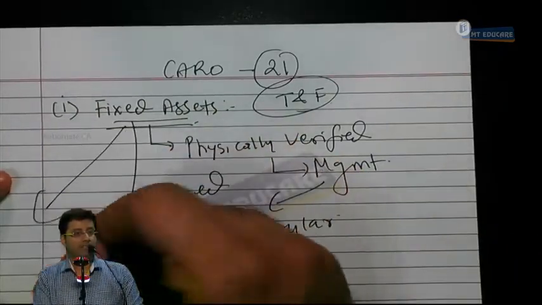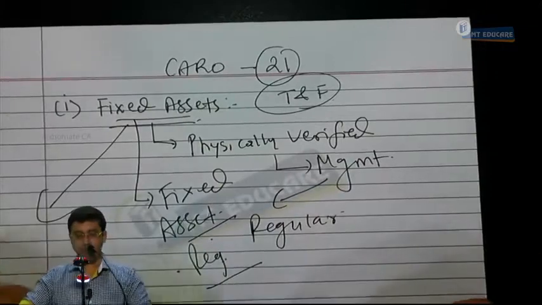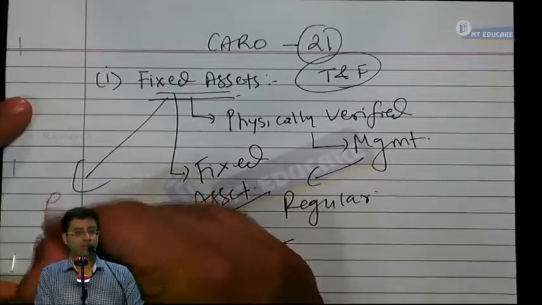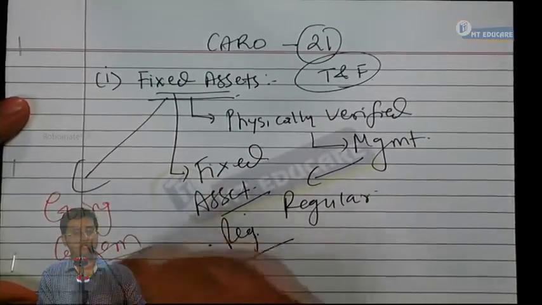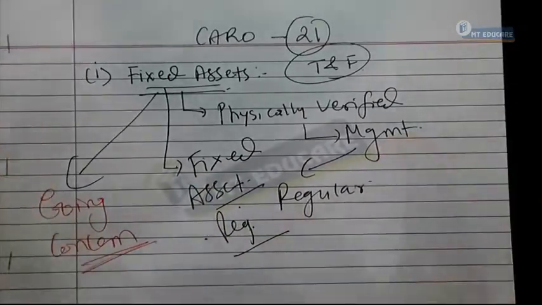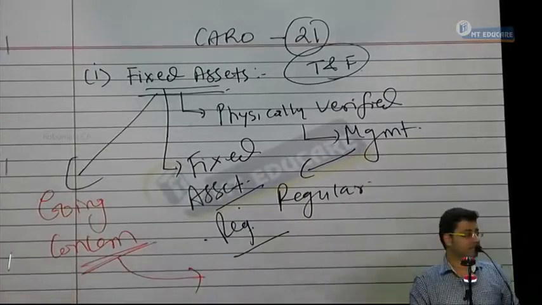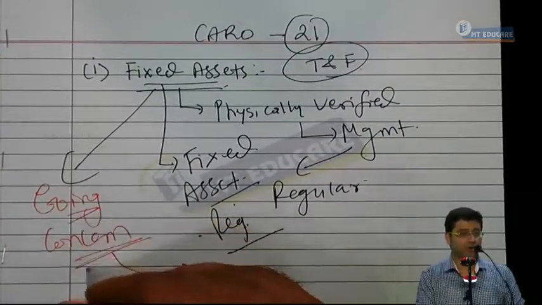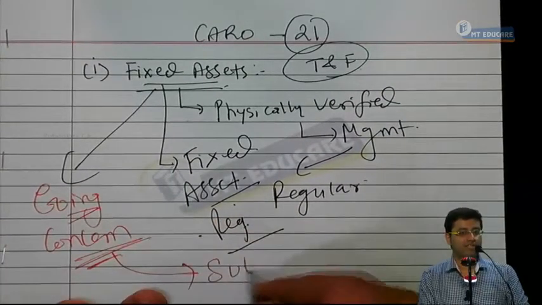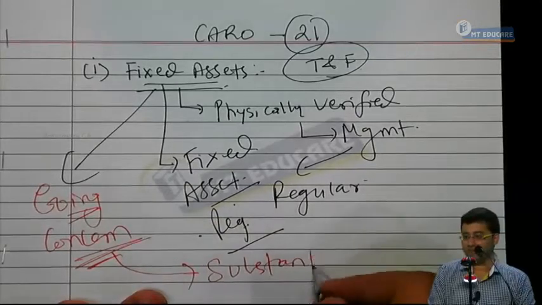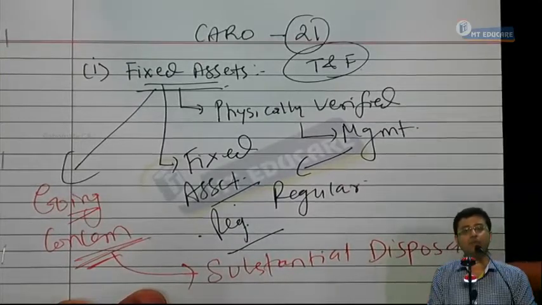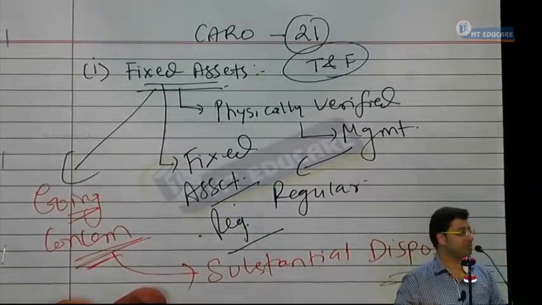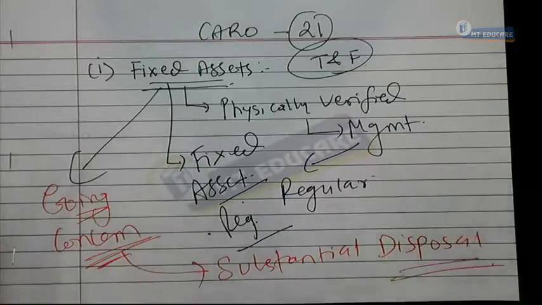Then you have to always see one thing, which is the most important point in CARO. There's something called the going concern assumption. This going concern is such a concern for us. It always comes. So what does this point mean for CARO? Whenever there is a substantial disposal of fixed assets. Tell me, who will decide whether to dispose of fixed assets or not? You all know it is the board of directors.